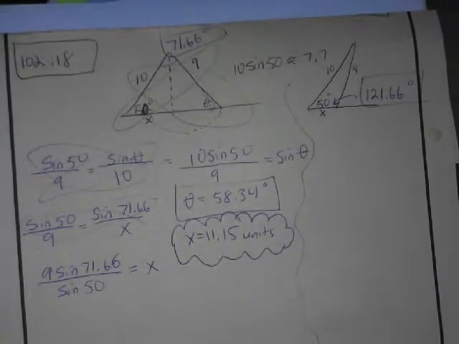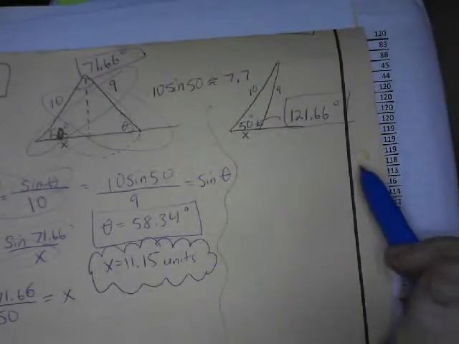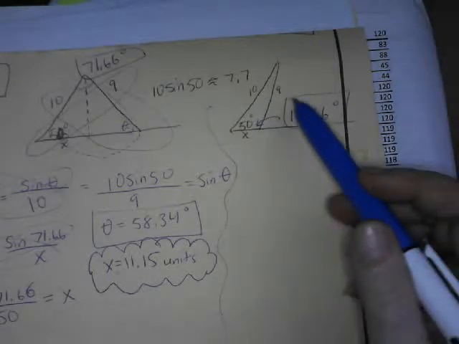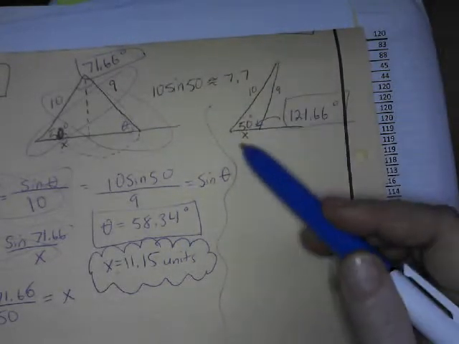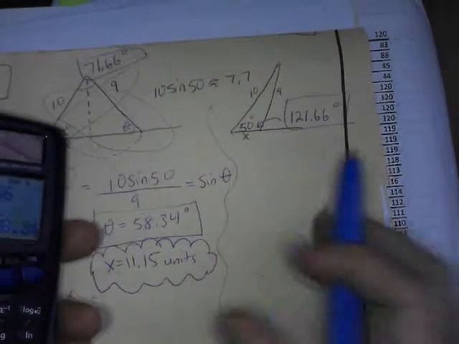Now, there are two answers, right? Because there are the two cases. So over here, we're going to do the same procedure, solving for X, but we're going to get a different angle up here. So we'll go 180 minus 50 minus 121.66. It's going to be a really small angle. This little angle is only 8.34 degrees.